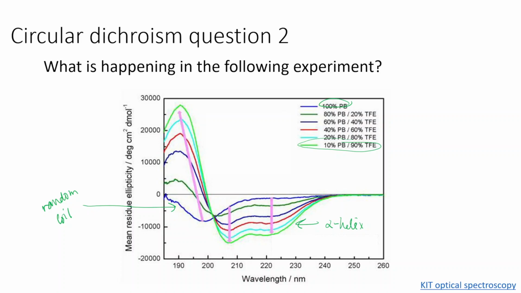What do PB and TFE mean? So those are the different solvents or buffers that the protein is in. It starts out in 100% PB, where it's basically unfolded because it's just random coils. And then as they replaced the PB with TFE, the protein was able to take on its more folded shape, which is more alpha helixy.